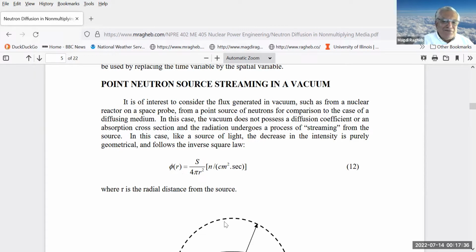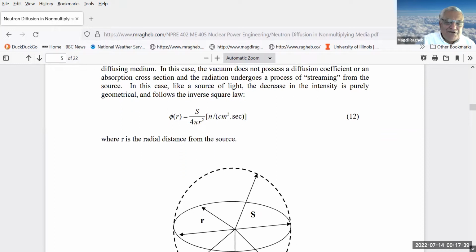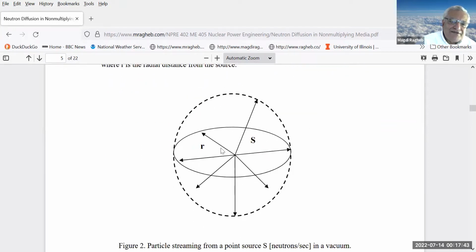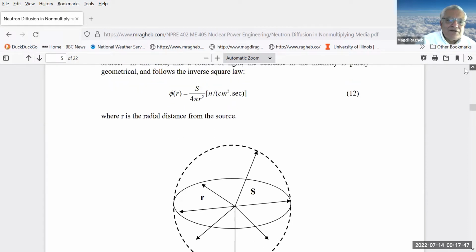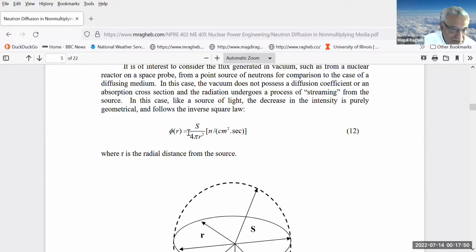The flux is the number of neutrons crossing a unit area per unit time, and the area in that case is the area of a sphere at a distance r from the source. So the solution for the flux in a vacuum is S over 4 pi r squared neutrons per centimeter squared per second. This is called the inverse square law, because the flux is inversely dependent on the square of the distance from the source. That applies to light, to neutrons in our case today, and to sound. When you are far away from the sound, it attenuates according to that inverse square law.